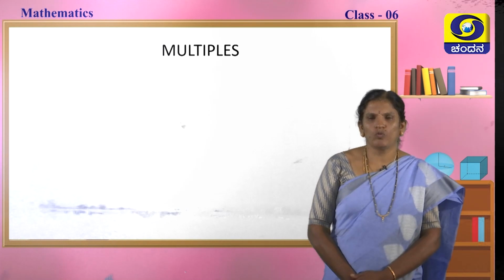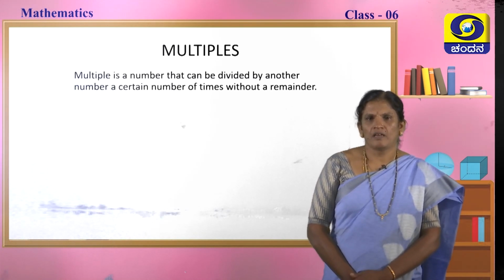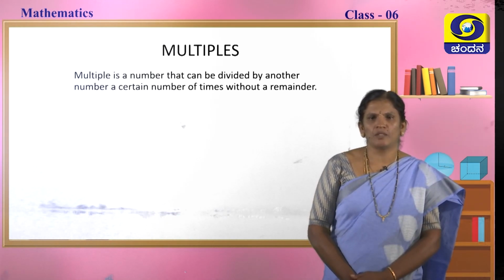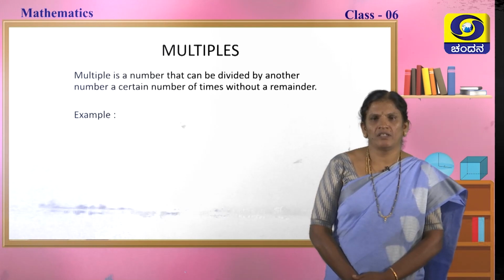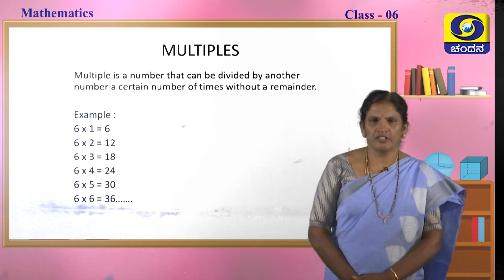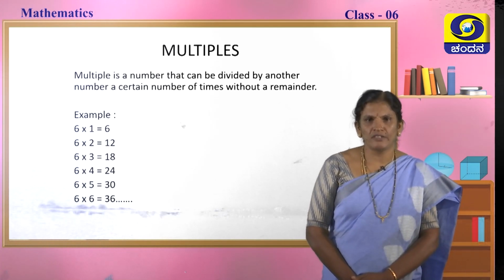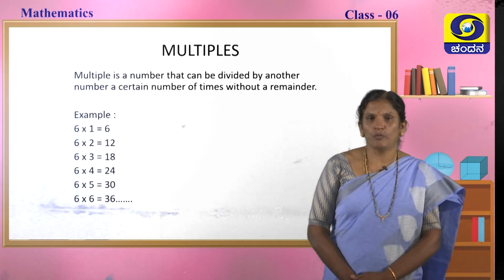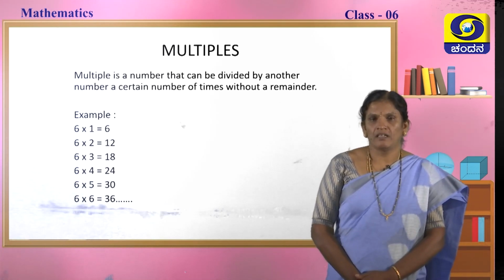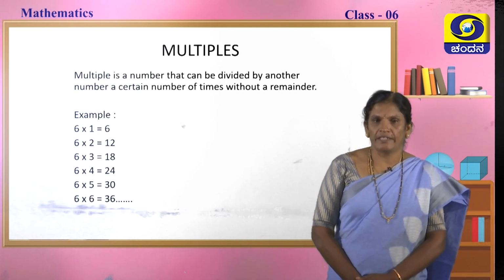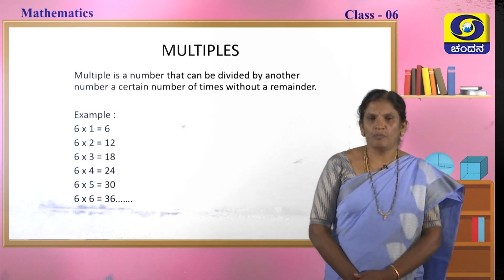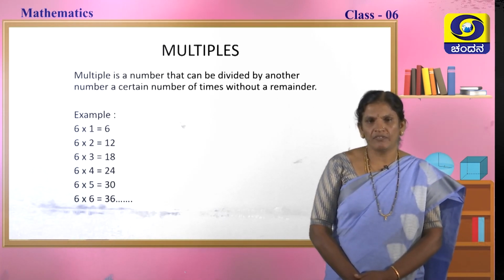Now, tell me children, what is multiple? Multiple is a number that can be divided by another number a certain number of times without a remainder. For example, see, multiples of 6: 6 into 1 is 6, 6 into 2 is 12, 6 into 3 is 18, 6 into 4 is 24 and so on. It keeps on continuing, but it is infinite, there is no end. Multiples are infinite. Here we can divide that value by 6, 6 2s are 12. Repeatedly we need to divide by the given factor.